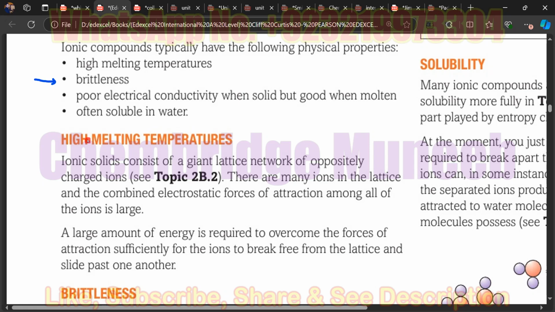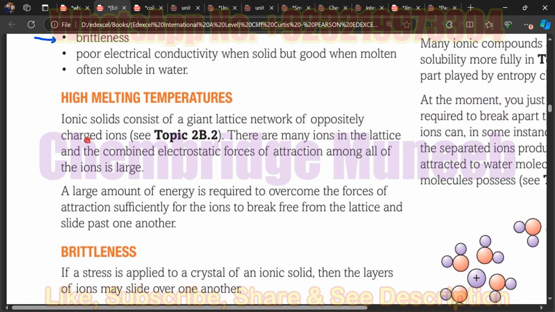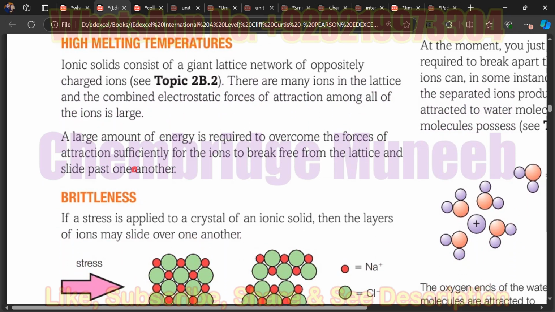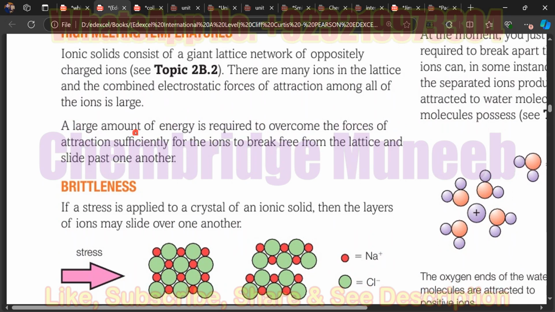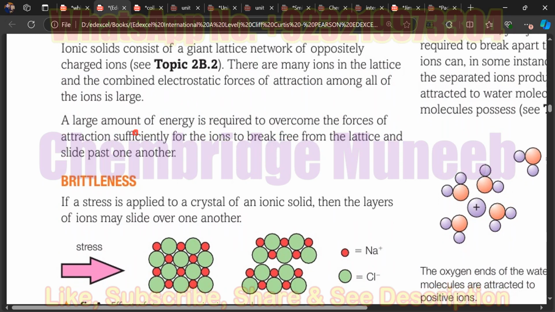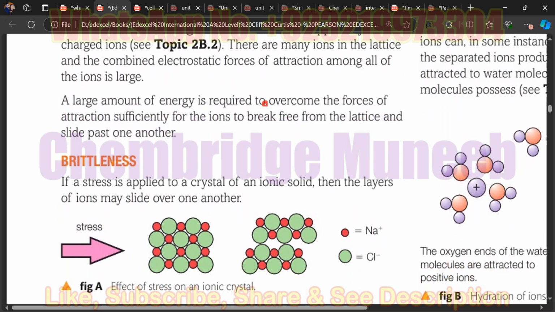So considering the first point, melting temperatures, the ionic compounds have very high melting temperature, and it is because there are very strong electrostatic forces of attraction between the oppositely charged ions. The positive ions and negative ions are attracting each other with very strong forces. So that's why they show very strong ionic bonds, and those ionic bonds cannot be broken easily by less temperature or energy. So that's why very high energy is required to break those electrostatic forces of attraction. Clear?